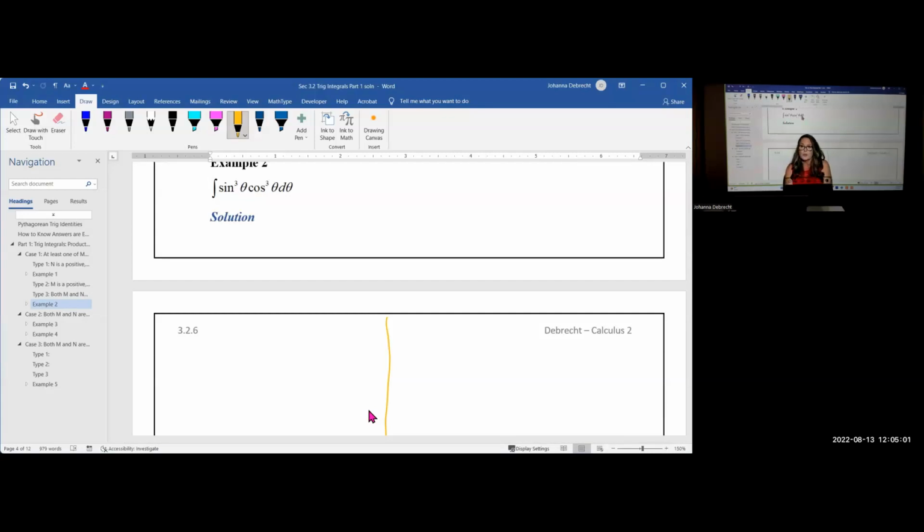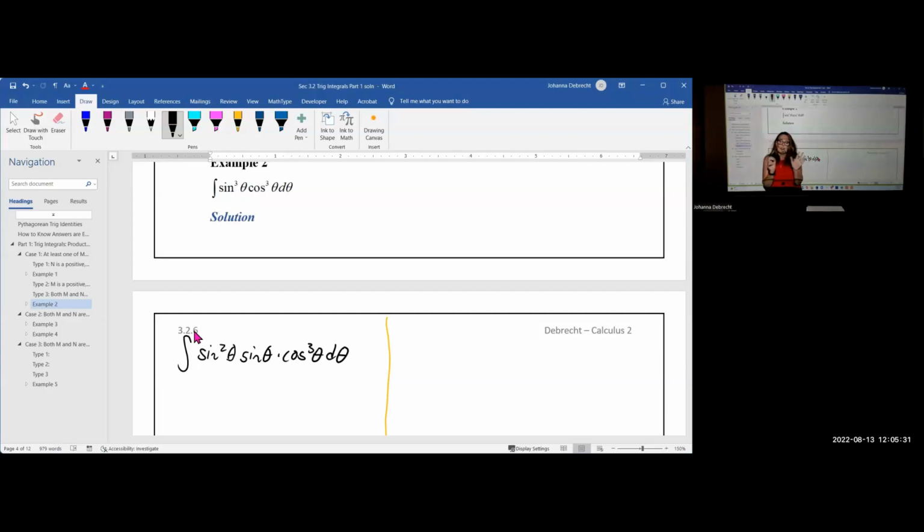Okay, so let's take a look at sine cubed of theta, cosine cubed of theta. The powers on the trig functions are both odd greater than 1. So just pick one. Doesn't matter. It'll work either way. So we're going to pick one. So the first one I'm going to do is sine squared of theta times sine of theta, times cosine cubed of theta, d theta.